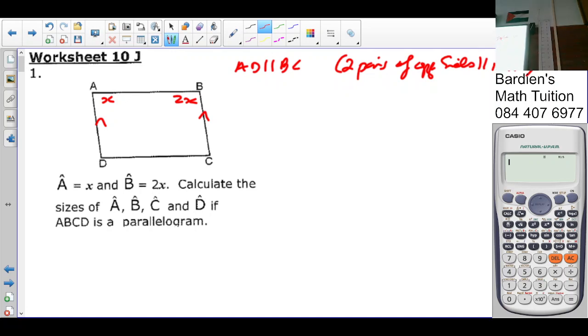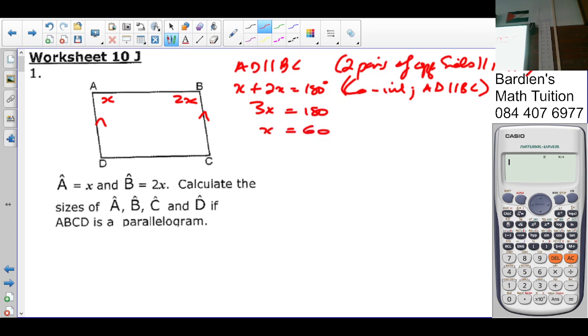Okay? So now I can say that x plus 2x equals 180. Why? Co-interior angles with AD being parallel to BC. So that gives us 3x divided by 3, which gives me an angle of 60. But have I answered the question? No. We know A is equal to C, which is equal to 60. Why? Because that is x here. C will also be x, because two pairs of opposite angles are equal in a parallelogram.